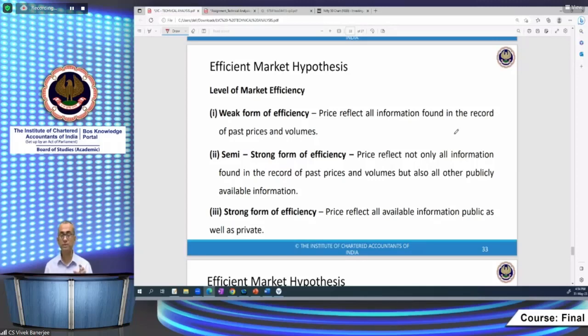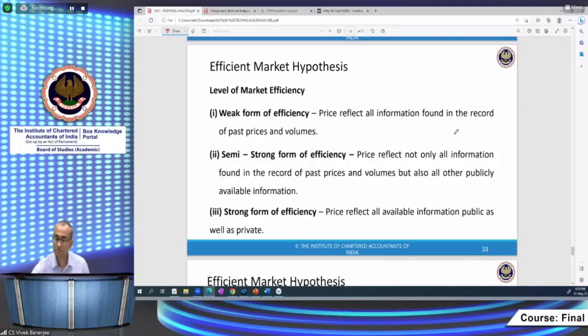So this publicly available information is also absorbed by the share prices. And the strong form of efficiency means the prices reflect not only the public information, but also the private information. Private information such as unpublished price sensitive information, which are not in the public domain. Let us take an example in case of a strong form of efficiency.